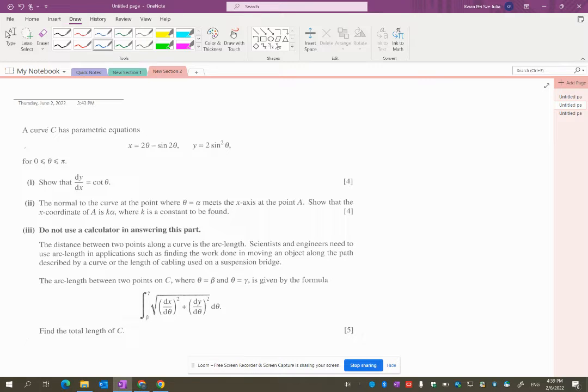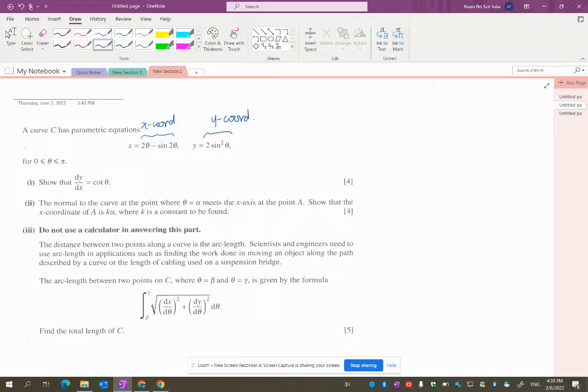In this question, you are given the parametric equations of the curve C. So when you are given parametric equations, the x expression here refers to the x coordinate. Okay, so this gives the general x coordinate of a point on a curve. This gives the y coordinate of the point on the curve. So this is a concept that you need to know before you even do this question.